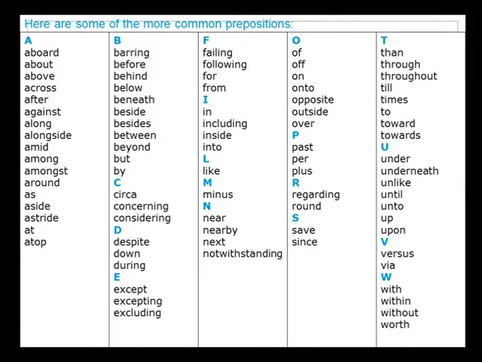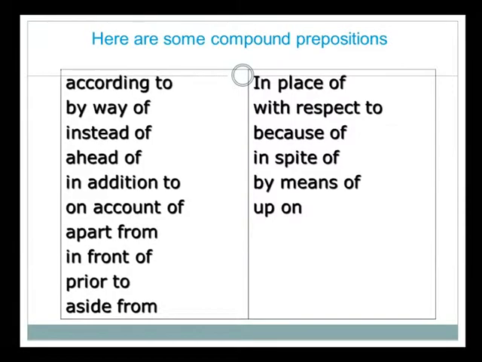Here are some compound prepositions. As we have learned earlier, a compound preposition differs from a simple preposition in the sense that it has two or more words in it. So some examples of compound prepositions for you are according to, by way of, in addition to, in front of, because of, in spite of, upon, etc. A preposition indicates a relation between things mentioned in a sentence.